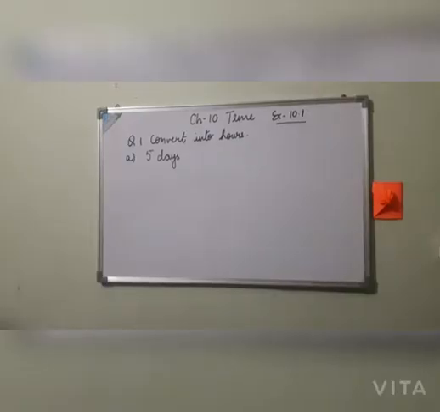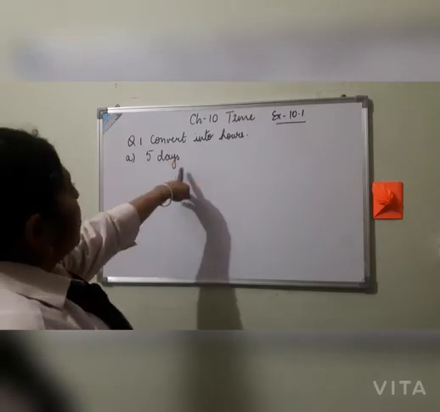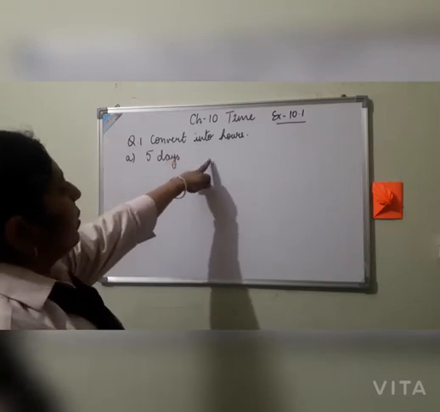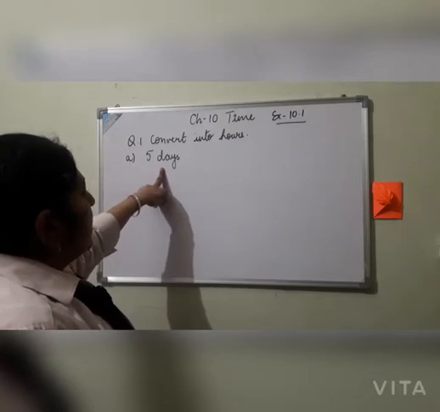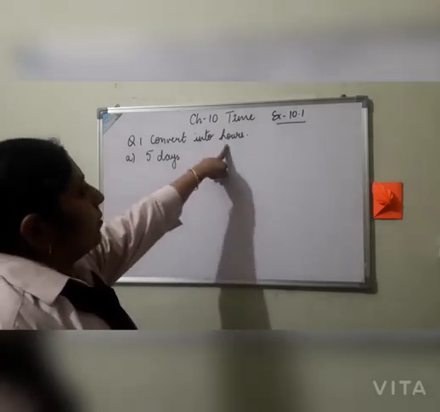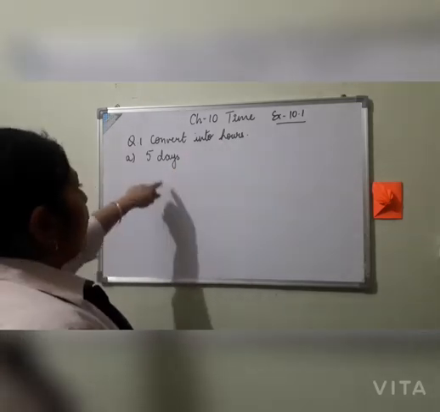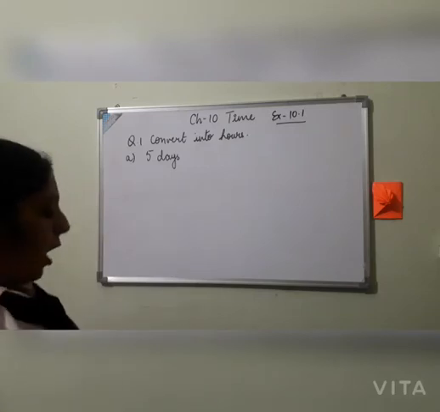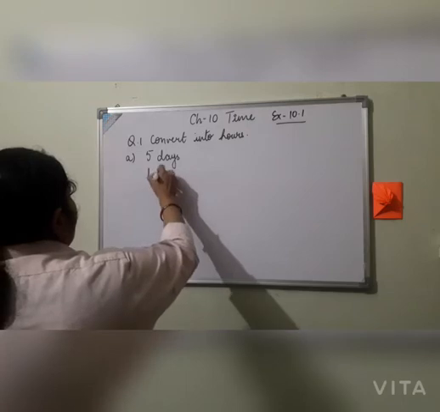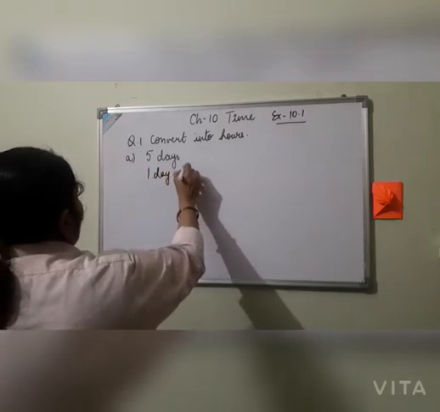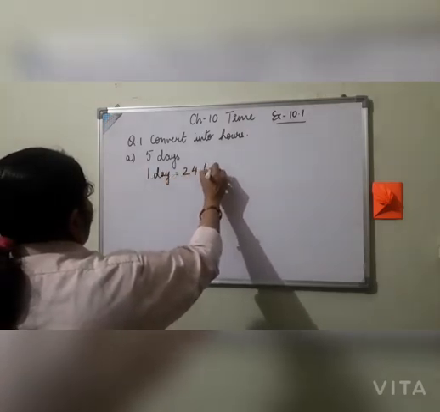So exercise 10.1 question number 1 says convert into hours. Now this question says that we need to convert into hours these 5 days. A part has 5 days. This means days have to be converted into hours. For that we need to know how many hours are there in a single day. That is, one day has how many hours? One day has 24 hours.